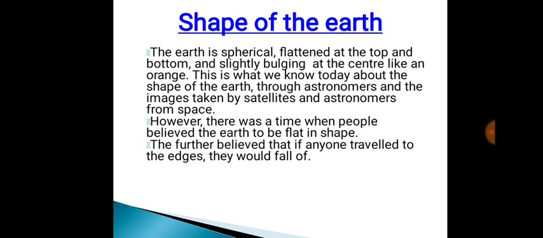So, according to the pictures taken from space by the astronomers or satellites, we know today that Earth is spherical, flattened at the top and bottom, and slightly bulging at the center like an orange. We have seen how an orange looks. So, our Earth looks like an orange. We are coming to know all these things about the shape of the earth through space, from the pictures taken by the satellites and astronomers.